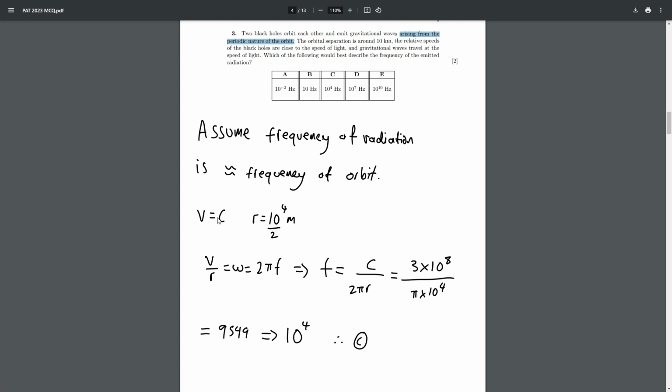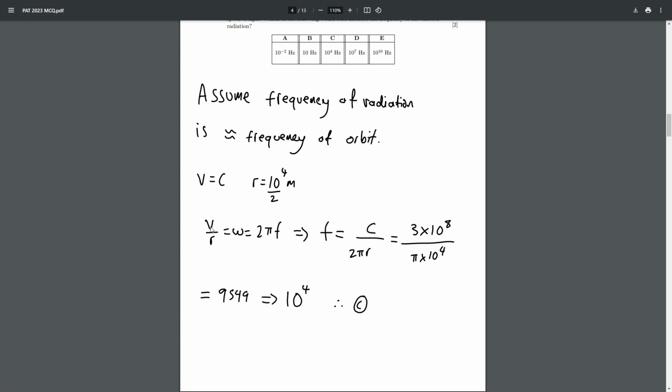So we can say the velocity is c, and the radius is 10 to the 4 divided by 2, because their orbital separation is 10 kilometers, and they're going to orbit around their centers. So their radius of orbit will be 10 to the 4 divided by 2 meters. Now we know that v divided by r is the angular frequency of both black holes, omega, which is 2 pi times their frequency. Rearranging for their frequency, we get c divided by 2 pi r, which is 3 times 10 to the 8 over pi times 10 to the 4.